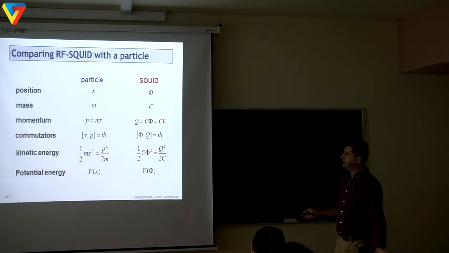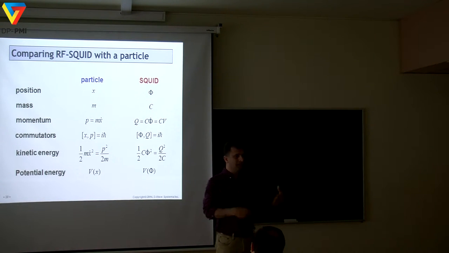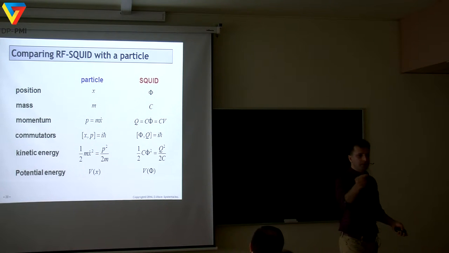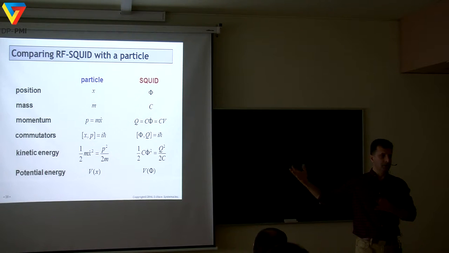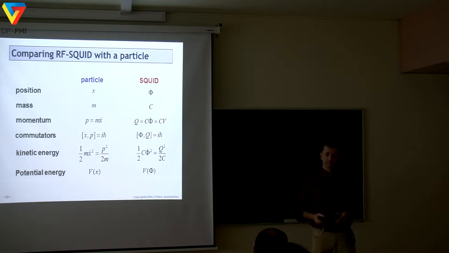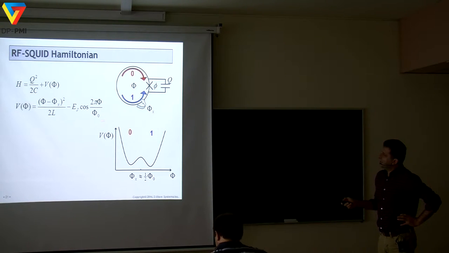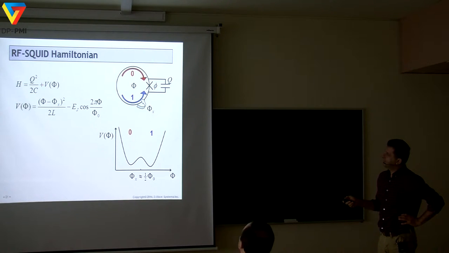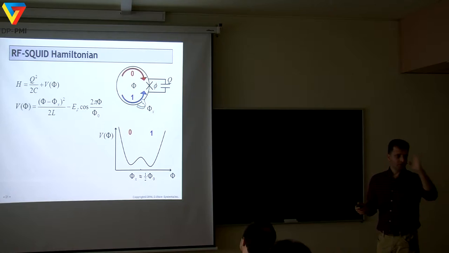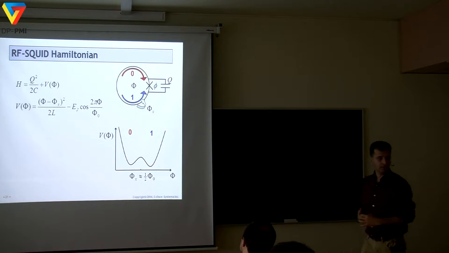And kinetic energy and potential energy also look very similar. Therefore, you can expect that what you know about a particle's quantum dynamics can hold in this circuit also, although there's no particle, but you can think of flux as a particle now in your imagination. Okay, now, if I look at the Hamiltonian that I have, so this is the kinetic part. I told you, charge is momentum now. Charge is momentum, flux is position. So it's momentum squared divided by 2 mass and a potential energy, which is a function of flux.